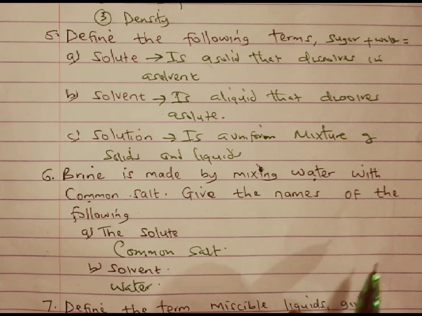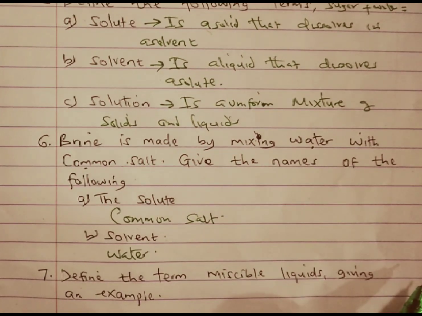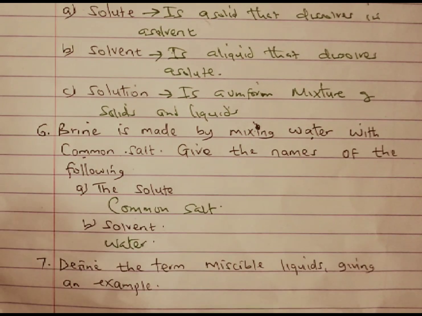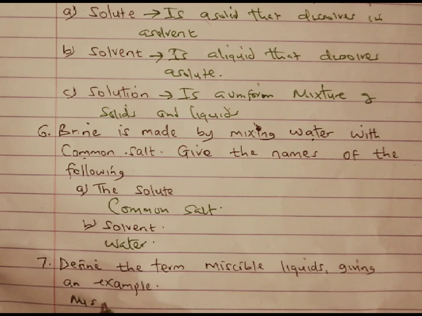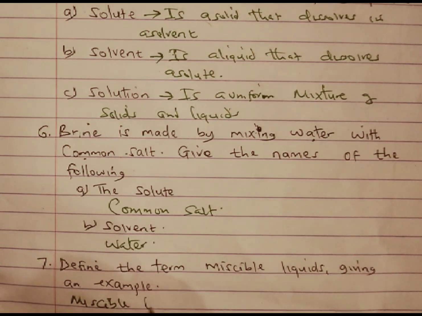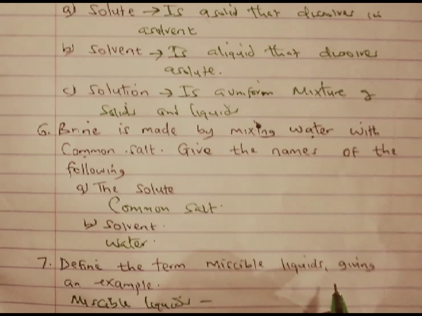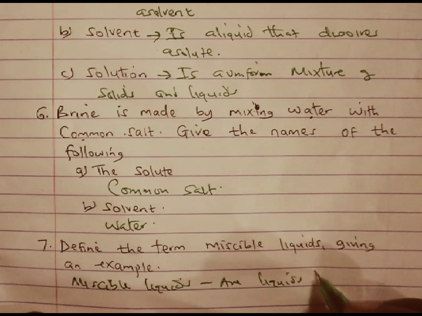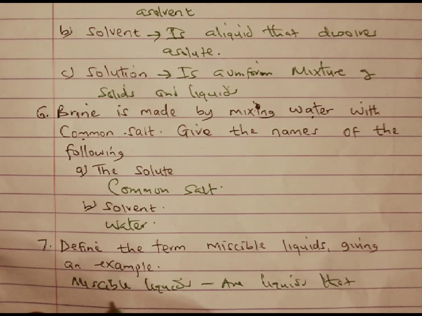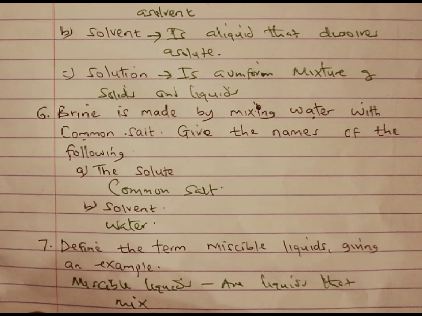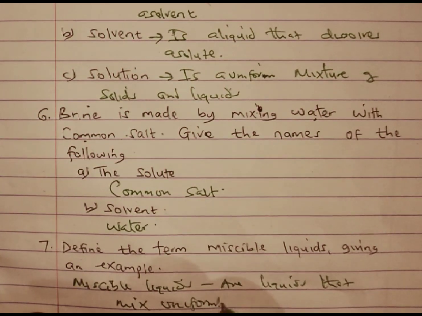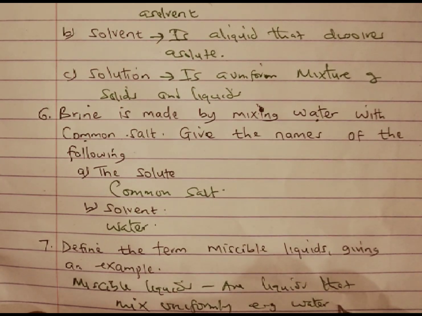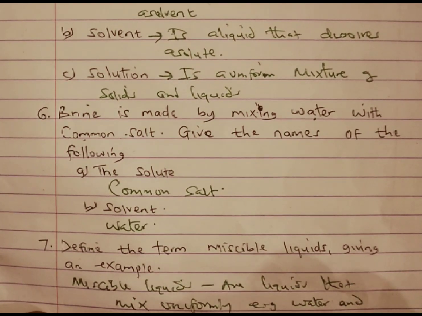The last question that we have in today's series, we are supposed to define the term miscible liquids, and we say miscible liquids are those liquids that mix uniformly. An example we can talk about is water and milk, or water and alcohol.